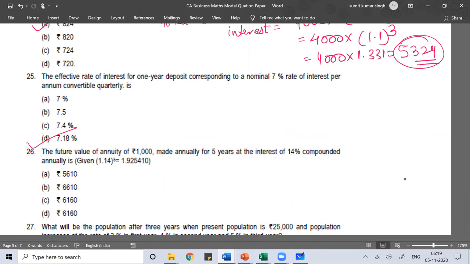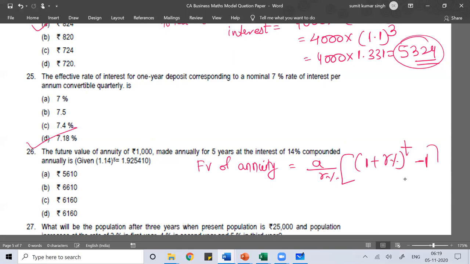Okay, so future value of annuity. The formula of future value of annuity is annuity divided by rate of interest, into 1 plus rate of interest to the power t minus 1. Annuity is 1000, rate of interest is 14%, and 1 plus 14% to the power 5 is given to you, 1.925410. Minus 1, if you do, you get 0.925410.